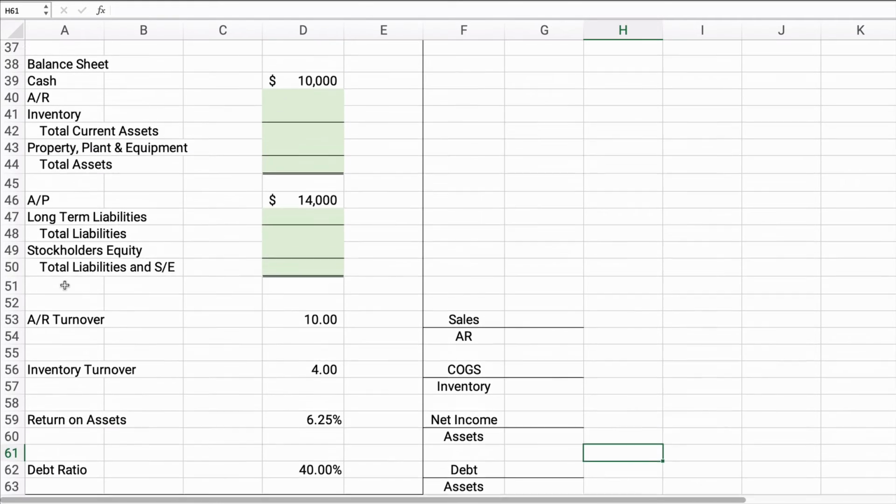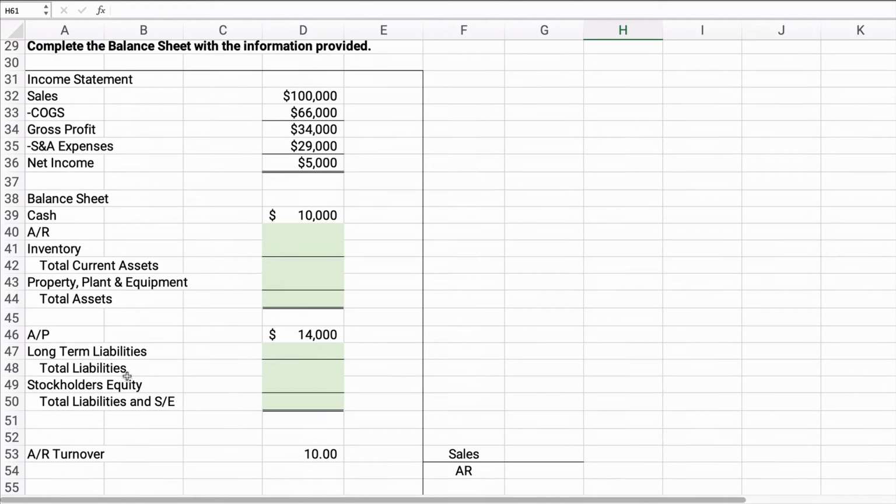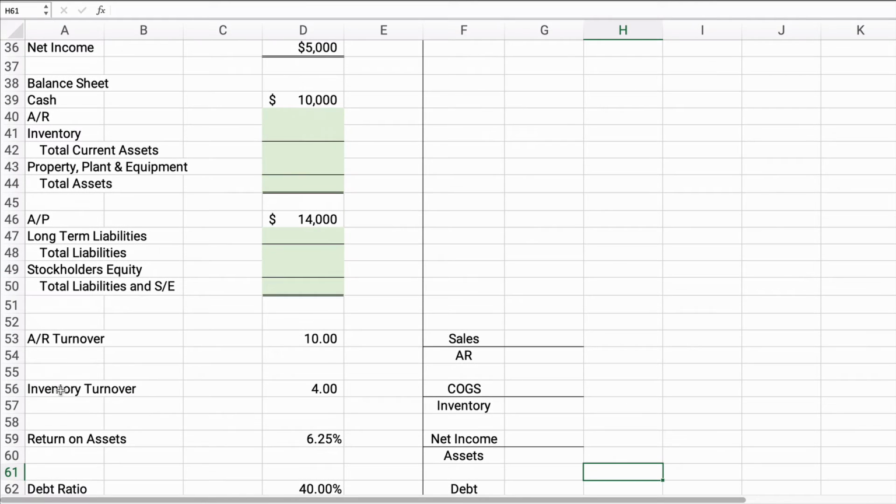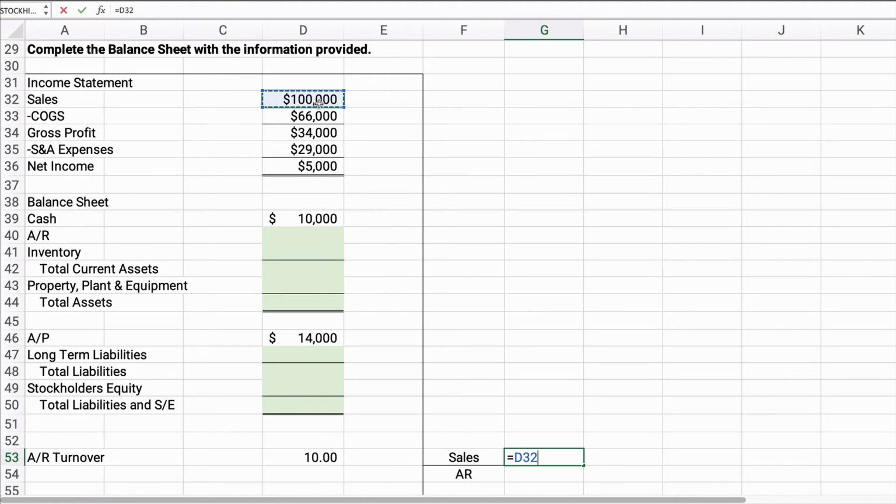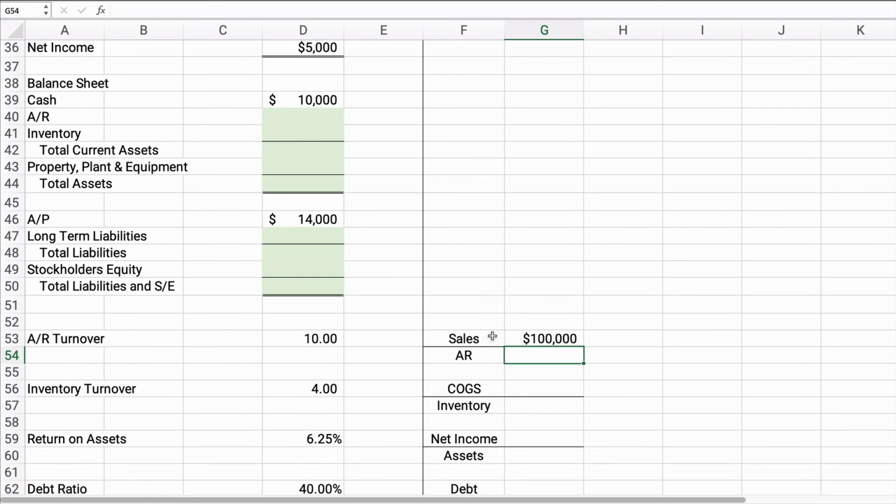Okay, so one thing we want to do is there's just not enough information here. We're going to have to work these ratios. So accounts receivable turnover is 10. Our accounts receivable turnover is sales divided by accounts receivable. We know the answer is 10, and we know our sales are 100,000. So what is our accounts receivable? Well, 100,000 divided by the 10 means accounts receivable is going to be 10,000. So we know the accounts receivable balance here is going to be 10,000.